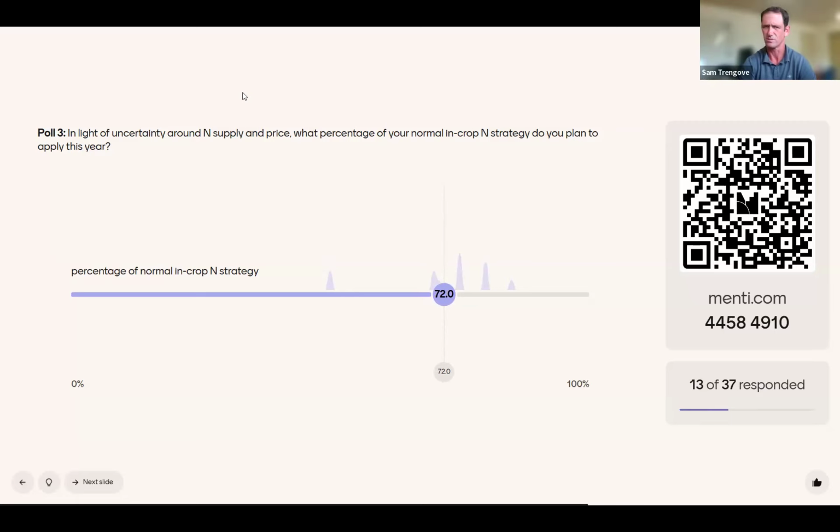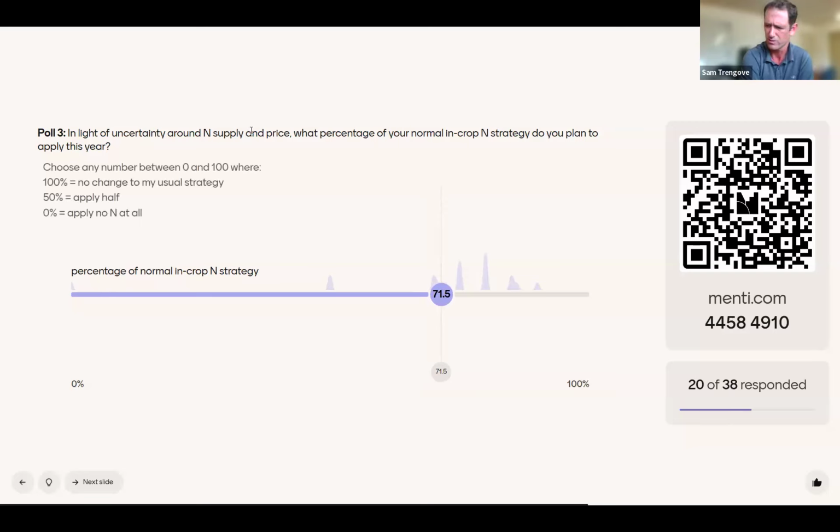The short answer is it depends, but it helps if you know what your starting N levels are. If you're sitting on a reasonable bank of N, then you can start with 0 N and not compromise your yield potential, and still achieve yield potential through in-season N application. That's in our environment anyway. I'm talking mid-north YP regions of SA.